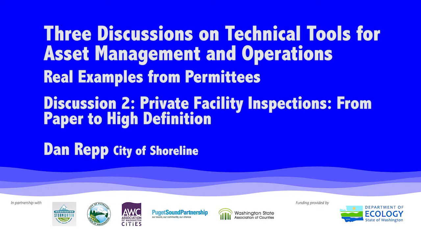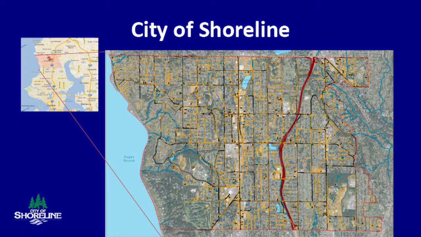All right, the next presentation here is private facility inspections, and the presenter is Dan Repp from the City of Shoreline. For those of you who don't know the City of Shoreline, we're located just north of the City of Seattle. Our southern border matches up with their northern border. We're about 53,000 people and have several hundred miles of storm drain lines and ditches, just like probably most people do.